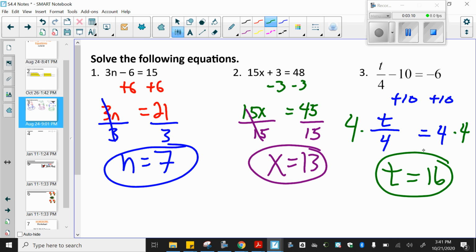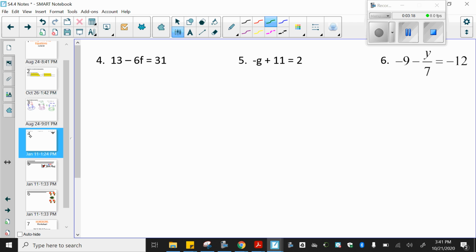Right? So what we've been doing is pretty straightforward. You just got to put those two things that we learned together in the right order. Plus, you got to show me all that work. Next one, I have 13 minus 6f equals 31. I want to undo the addition subtraction. I don't want to add 6f here. No, I want to leave my letter alone. So I'm going to subtract 13 from both sides to get rid of that term.